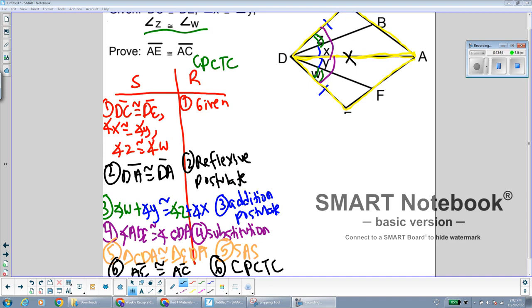So from our givens, we had the first S, DC and DE. Then we have the second S, the second side, the shared side, using the reflexive postulate. And then to get the whole angles in between, we did need to use the addition postulate. Angle W plus angle Y makes angle ADE, and angle Z plus angle X makes the larger angle here, angle CDA, that we need. Then we have SAS, and once the triangles are congruent, side AE and AC, those are corresponding sides of the two triangles, so they are congruent by CPCTC.